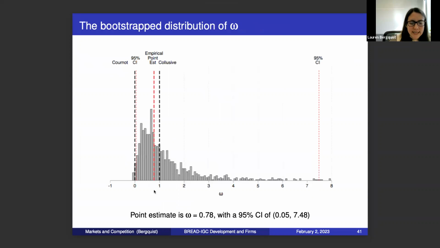Okay. And we see as our point estimate an omega of 0.78. So almost an estimate of 1, basically. And even given all that variation, even given our imprecision in our estimate of delta, we can still rule out with 95% confidence an omega estimate that's consistent with Cournot. Okay. So given the point estimate, it looks really close to exactly what you expect given collusion, and we can rule out Cournot competition.